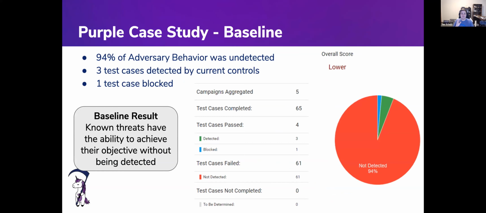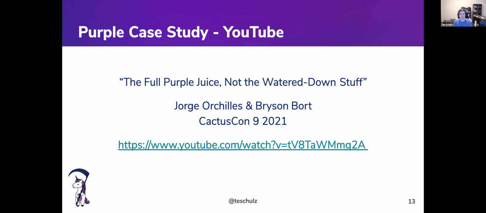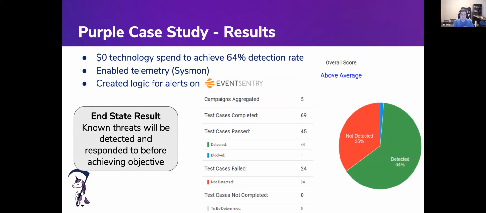So that baseline week, 94% of adversary behavior was undetected. It's a pretty rough starting point, right? No one likes to hear about this. This talks about the things that were maybe detected or prevented, blocked. That's something everyone likes to see: oh, we blocked this specific test case. There was one thing that got blocked, I think a PowerShell script that got spawned. Besides that, everything else went through. But if we go to the 6-week mark here, we get to 64% detected. So a success story here.